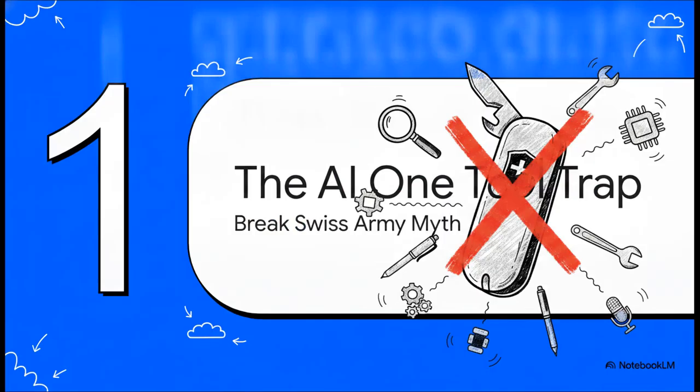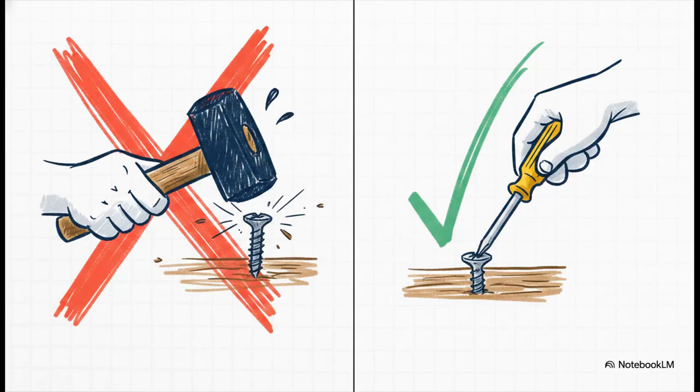Let's dive right into Section 1, the AI one-tool trap, and breaking that Swiss Army knife myth. So the crucial point we really need to establish right away is this foundational rule. No single model is best for everything. You have to match the model to the task. Picking the exact right tool for the specific moment is the key to true efficiency. You wouldn't use a hammer to drive a screw, right? Well, the exact same logic applies to generative AI. If you want the absolute best outcome, you've got to be intentional about your tool selection.